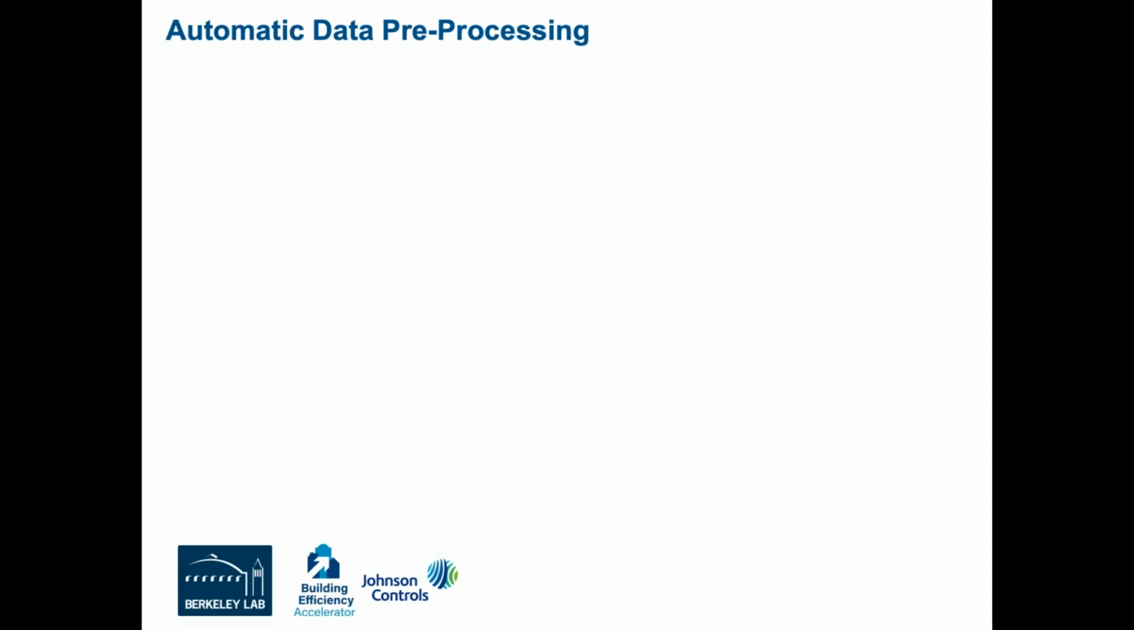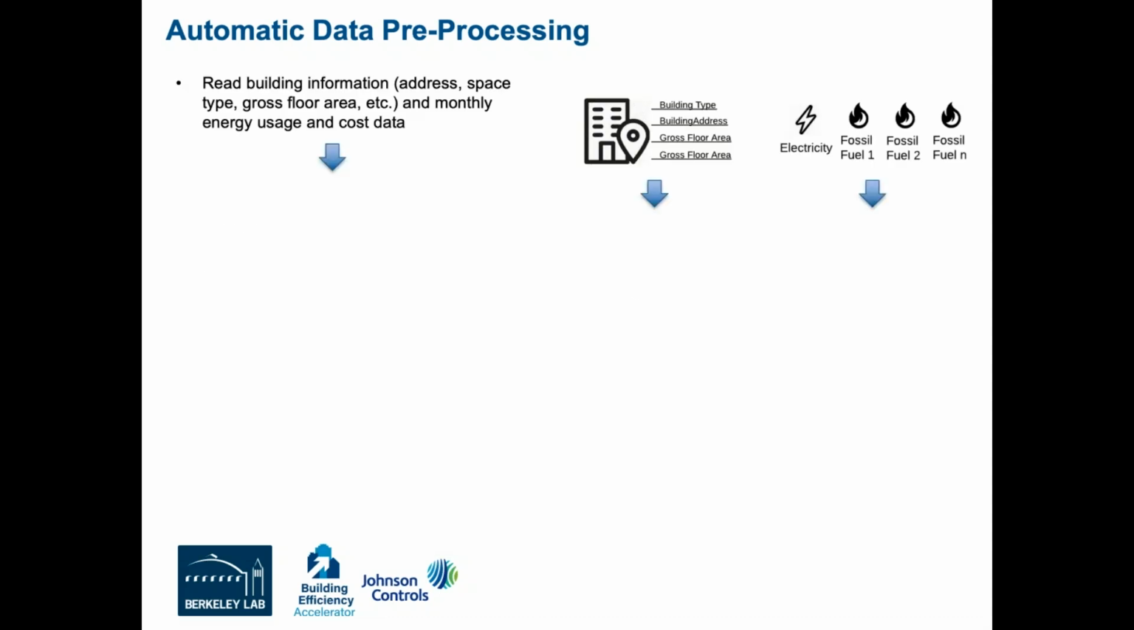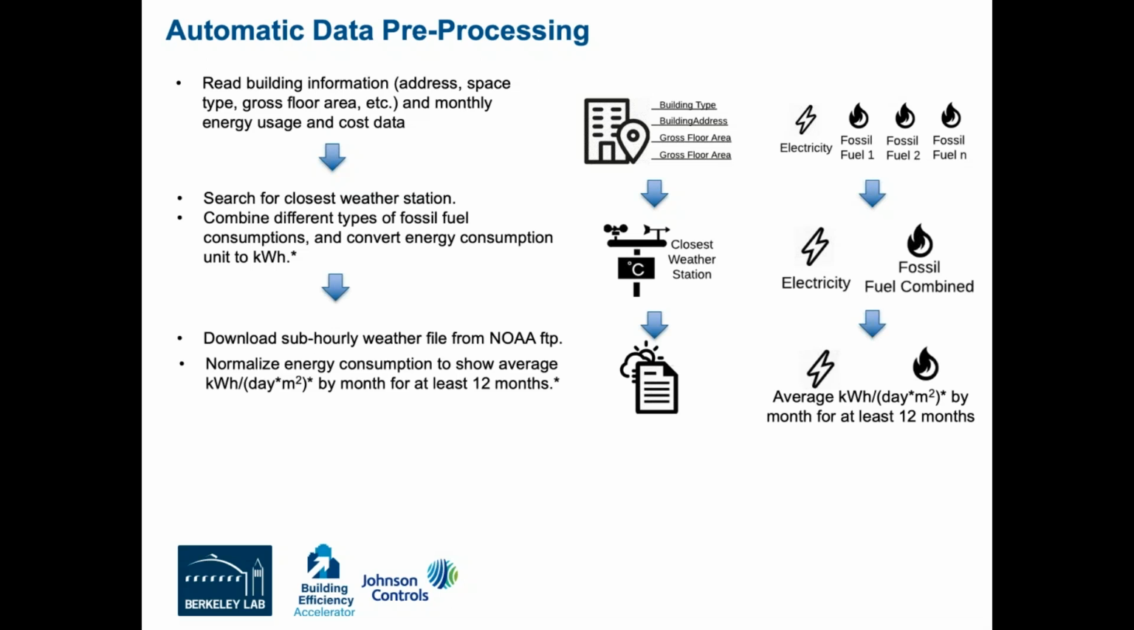So once a user has brought data to the table, they've entered it into Better, they've selected the type of analysis they want to do, whether it's benchmarking against their own portfolio or benchmarking against our Better reference data set. The next step is data pre-processing, and this is happening on the back end, the analytical engine, where Better is going to read the building information that you provide: the address, the space type, the gross floor area, the monthly energy usage and cost data.